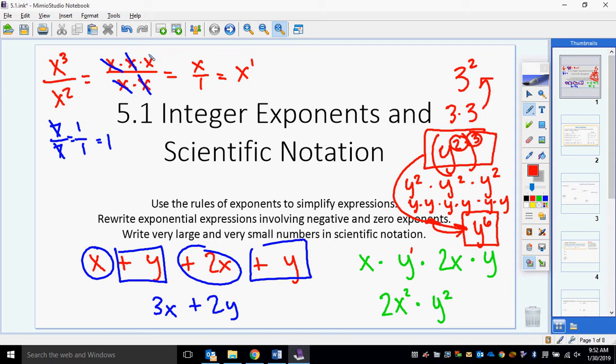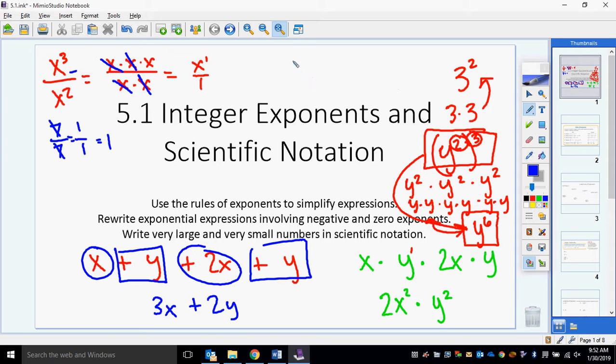So how did I go from x to the third power over x to the second power to x to the first? What happened? Well, I subtracted 3, take away 2. I subtracted my numerator minus my denominator.